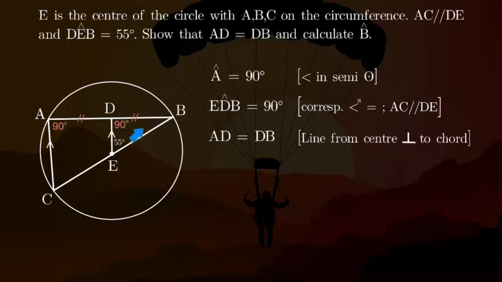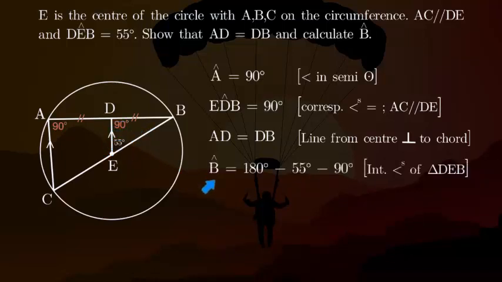And now it's easy to calculate angle B because we have two of the three angles, so we can simply say that angle B is equal to 180 degrees minus 55 degrees minus 90 degrees because of the interior angles of triangle DEB, which is this triangle, and we can say angle B is equal to 35 degrees.